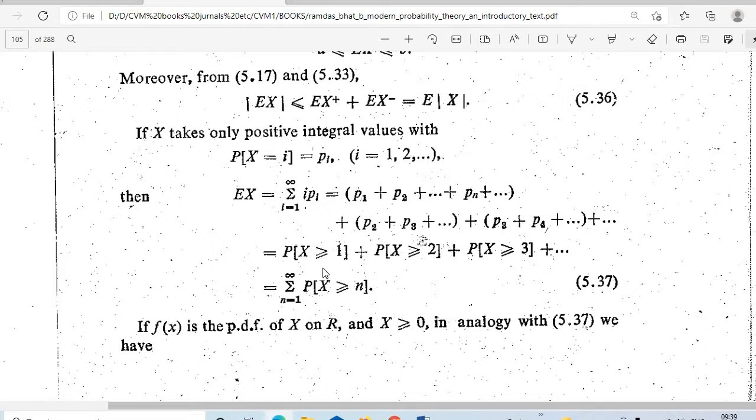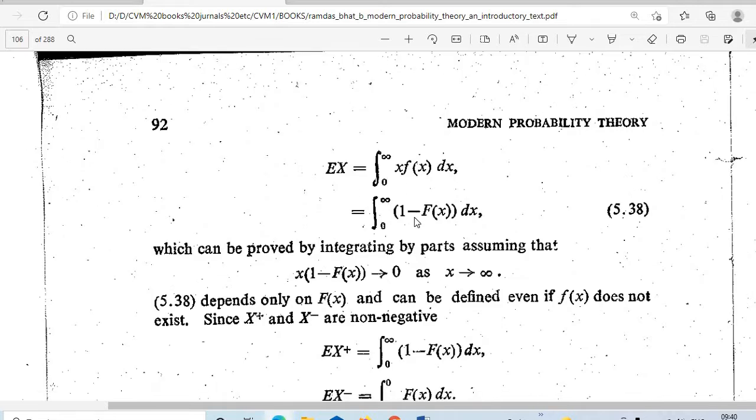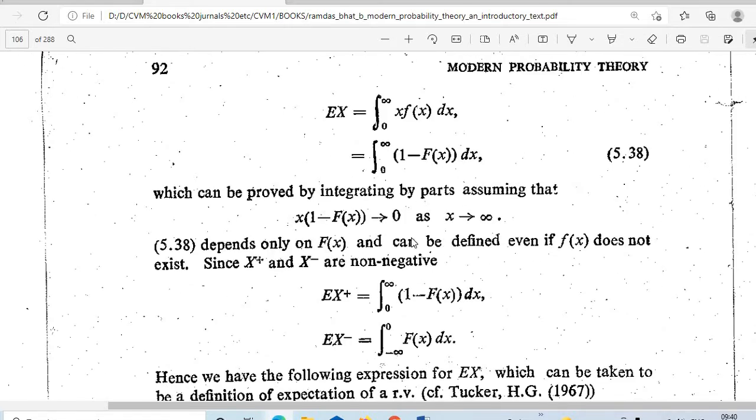So you can summarize like this: summation n from 1 to infinity p of x greater than or equal to n. So this is for non-negative random variables. If x is non-negative, then instead of expectation of x equal to summation i from 1 to infinity i into p, we can write it as summation n from 1 to infinity p of x greater than or equal to n. So that is the discrete version of this continuous result. I think we have already proved this result for continuous random variables. So I am not repeating, we have already proved it in some previous class.